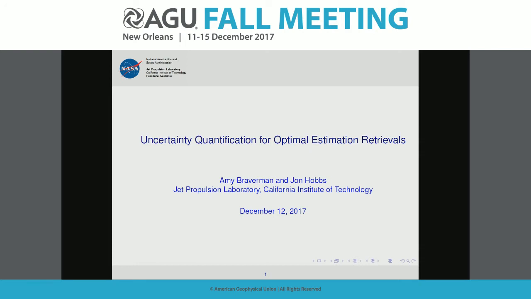Okay, thank you. Well, I'd like to thank the conveners of the session for organizing this and for giving me the opportunity to talk today. What I'm going to talk about today is some work that we've done at JPL in the broad area of uncertainty quantification. And I believe that when I sent in the abstract, it was uncertainty quantification for remote sensing retrievals. But since that time, I decided to be a little more specific here and talk about something called optimal estimation retrievals, which is one particular type of remote sensing retrieval.